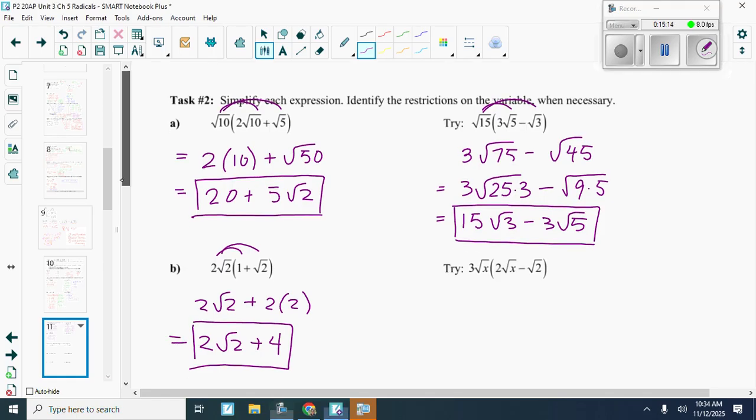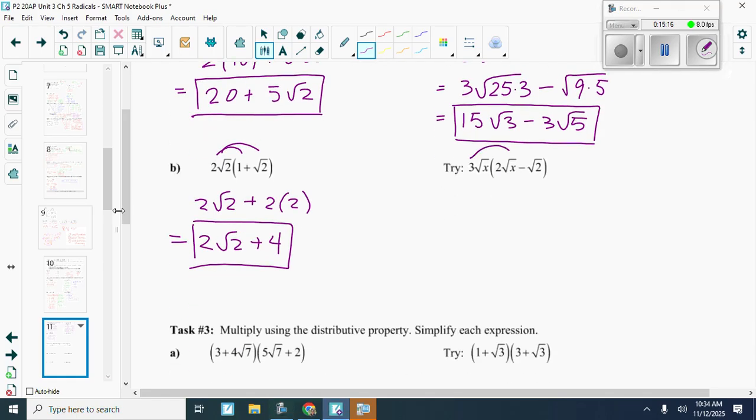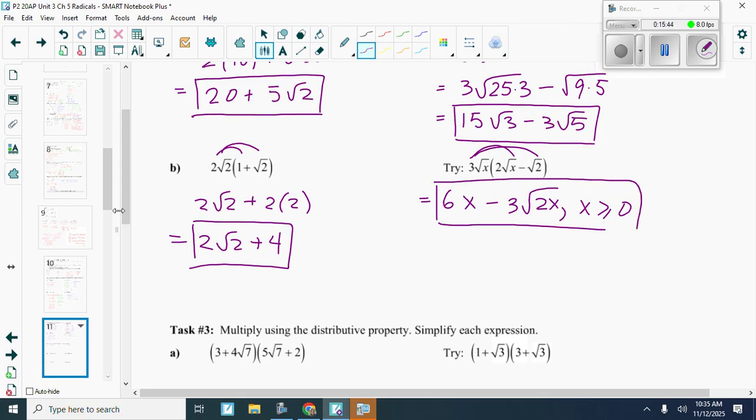All right, and then our final one here. So we multiply our coefficients together. We multiply our radicands together. Minus 3, whoop, not a bracket, but a square root 2x. And then don't forget the restriction on that because we do have a variable underneath the square root sign.